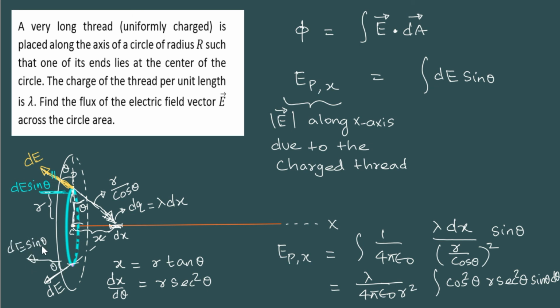So if I'm worried about only the horizontal component, any point on the ring is symmetrical to the charged thread. So at all points on that blue ring, I will have the same magnitude of electric field along the x-axis, and that's what we want. Now, to get the flux through the sample ring, I need to multiply by the area of that ring. So how does our sample area look?